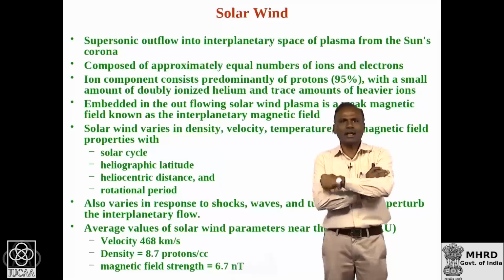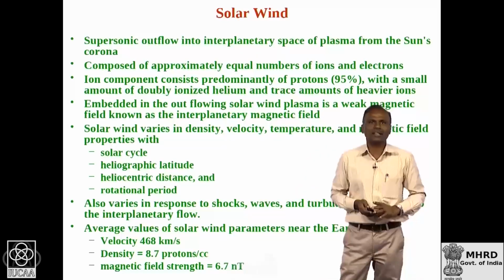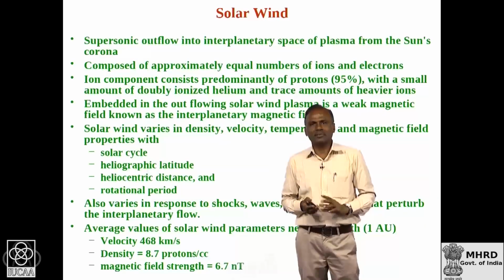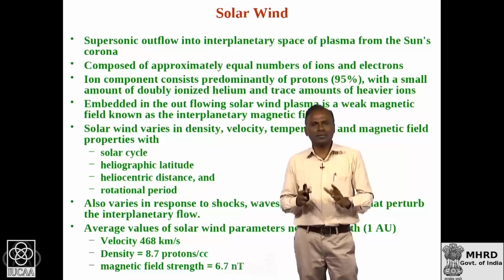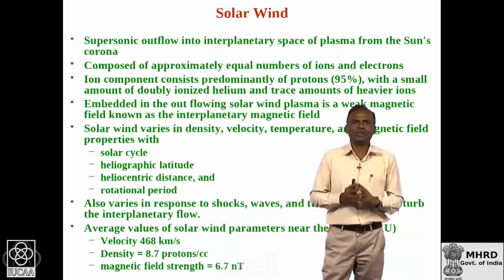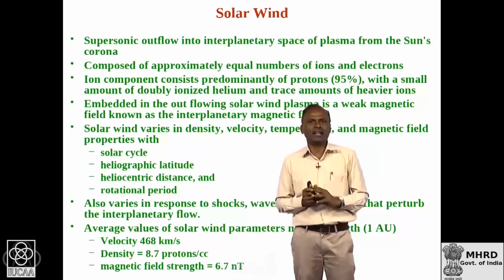Okay, let us see the properties of the solar wind. It is a supersonic outflow into interplanetary space. It is made of plasma from solar corona, and solar wind is composed of approximately equal number of ions and electrons.